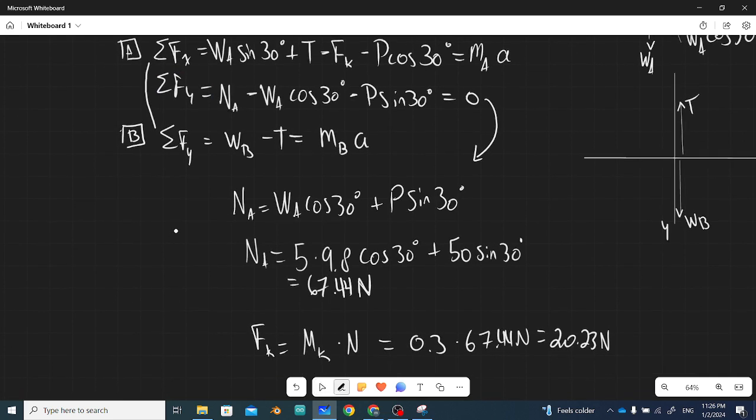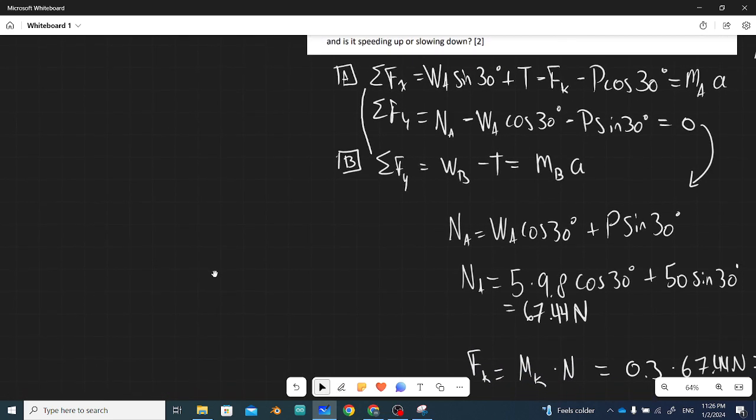So let me just move it over here. We're going to add sum of forces for A and sum of forces for Y. So that would make it weight of A sine of 30 plus T minus Fk minus P cosine of 30. And then let's add the forces from Y. So that's plus weight of B minus T is equal to MB times A. Now you'll notice that the tensions cancel.